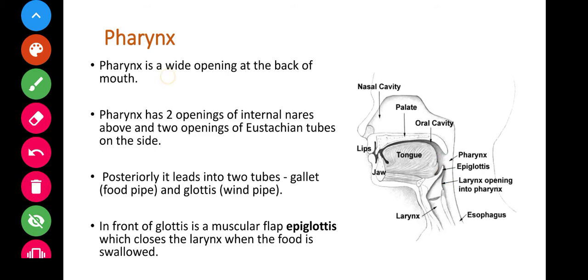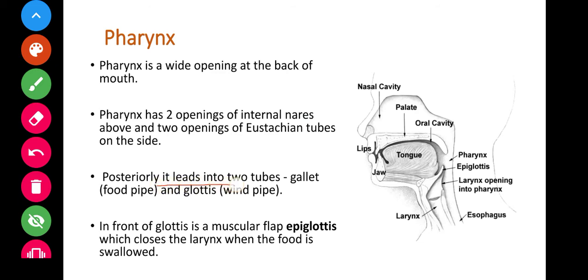Pharynx is a wide opening at the back of mouth. This is pharynx. Pharynx has two openings of internal nares above, and two openings of Eustachian tubes on the side, and these Eustachian tubes come from ear.